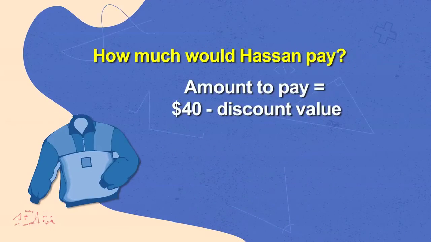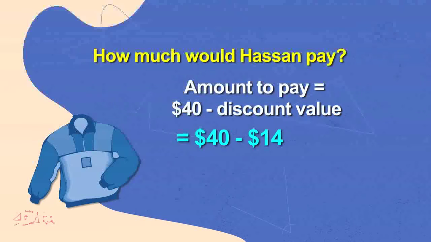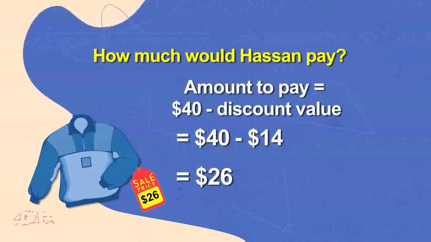We will calculate how much Hassan would pay for the shirt, which is $40 minus the discount value. $40 minus 14. And what do you think? Will Hassan be able to buy the shirt? Yes, the shirt costs $26.